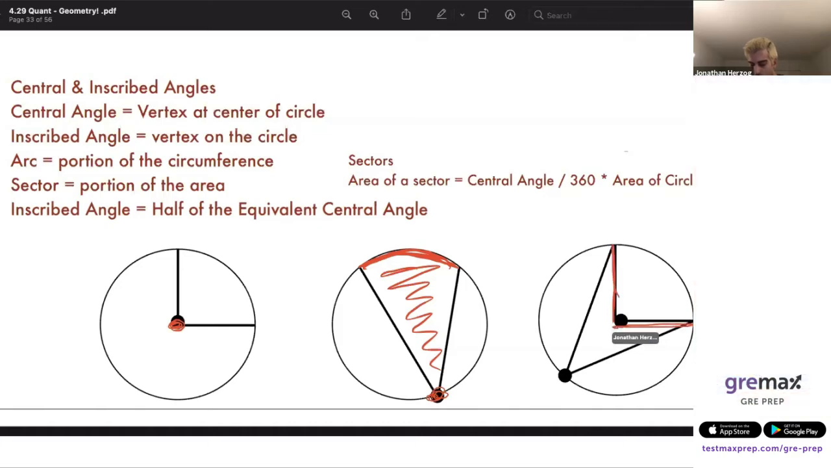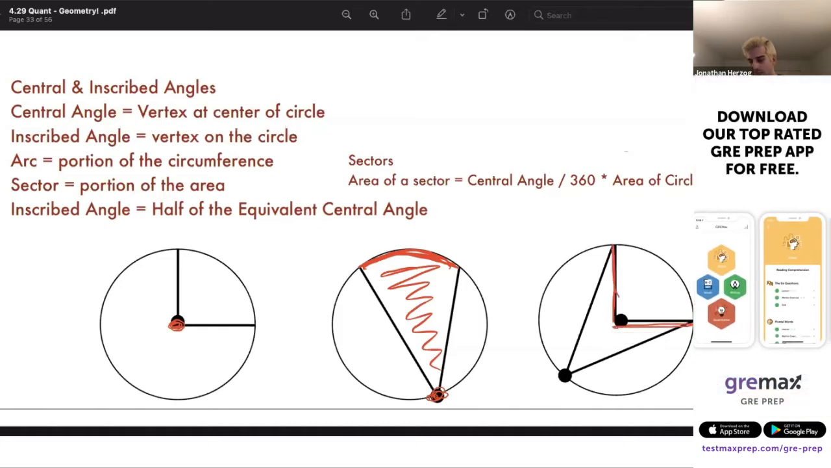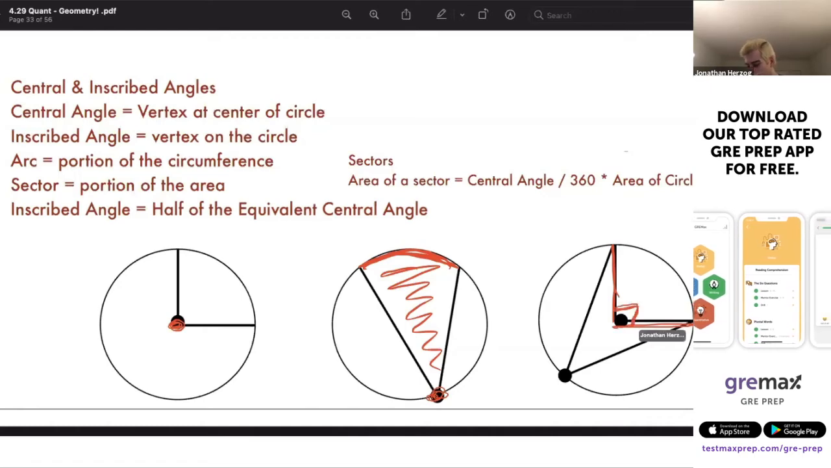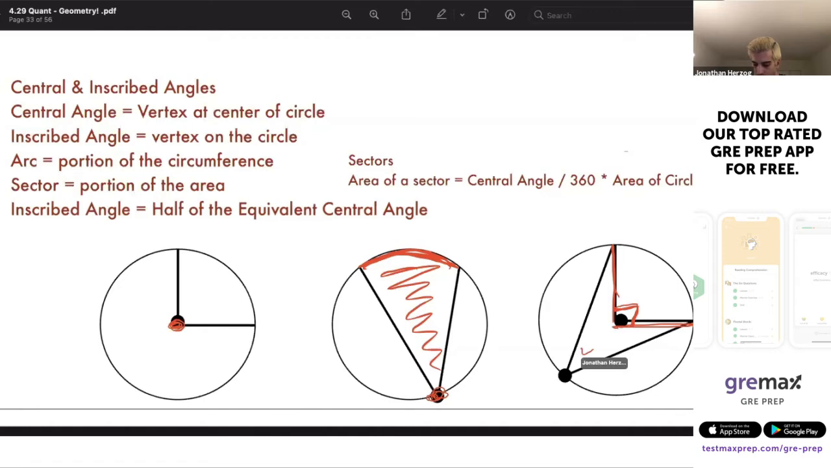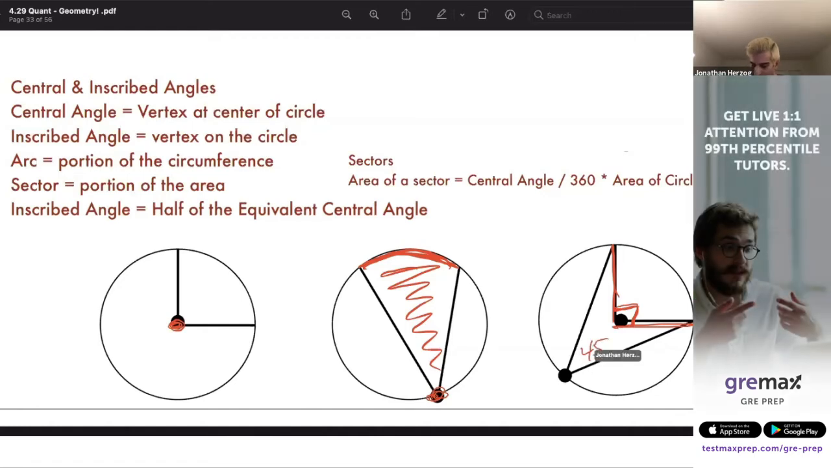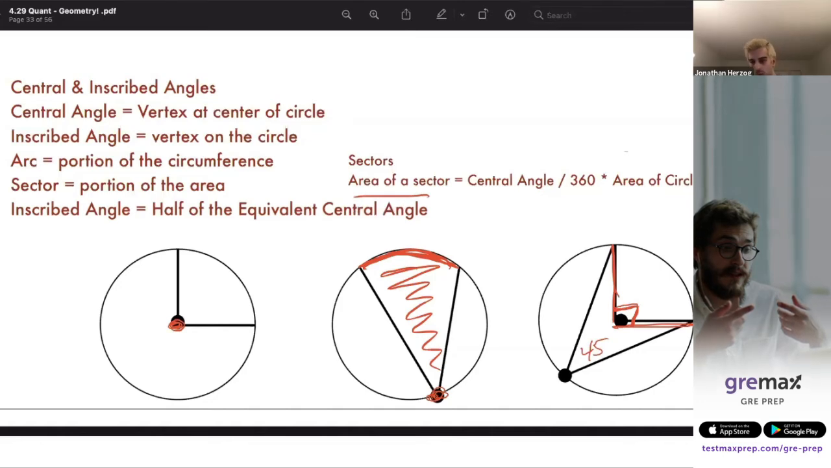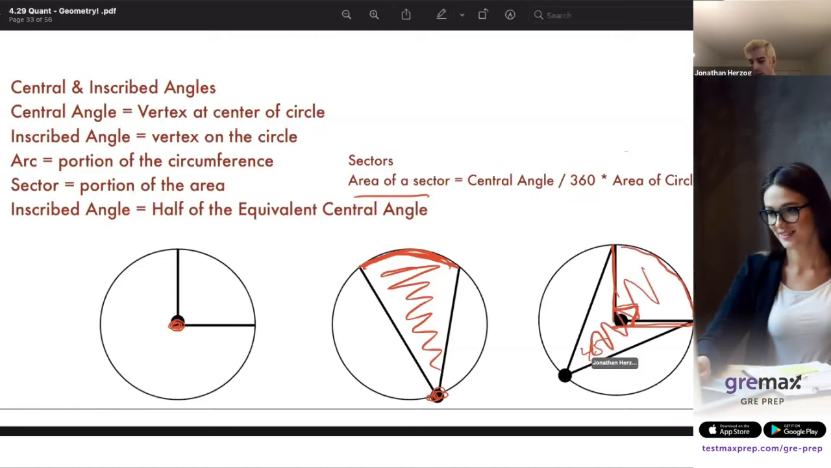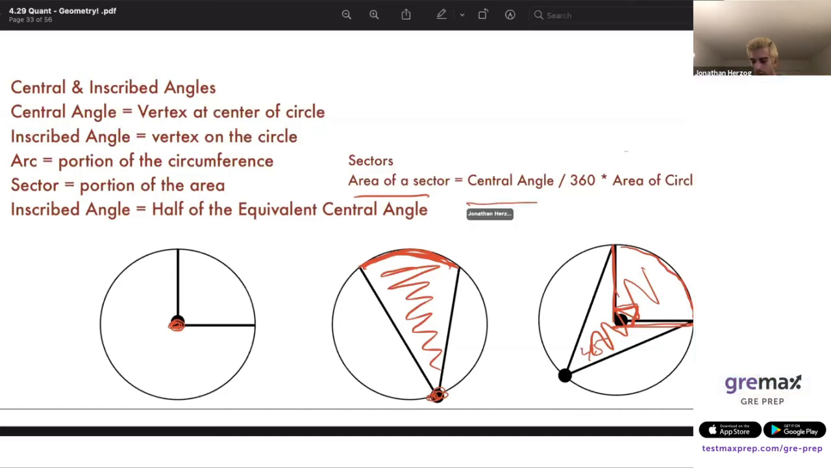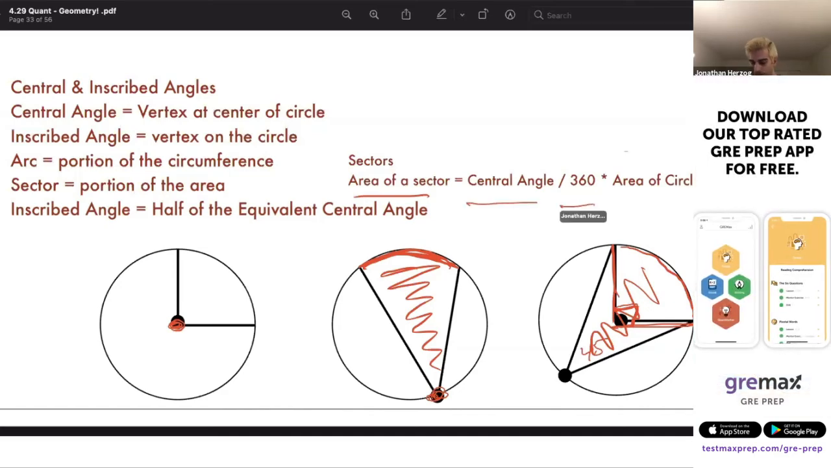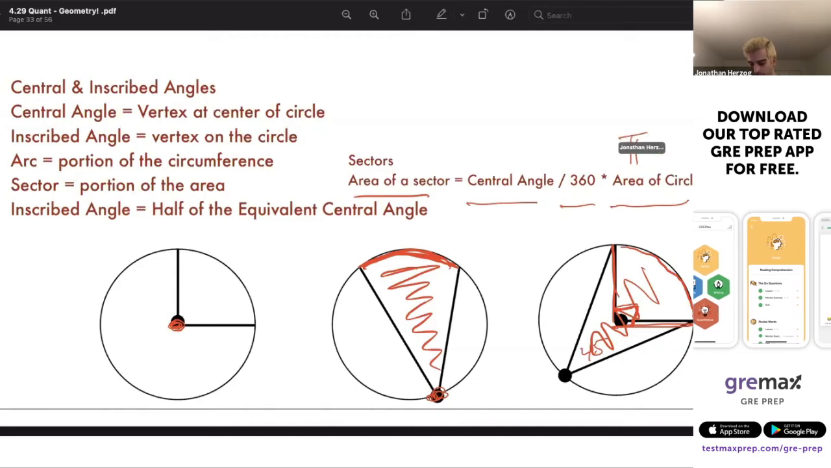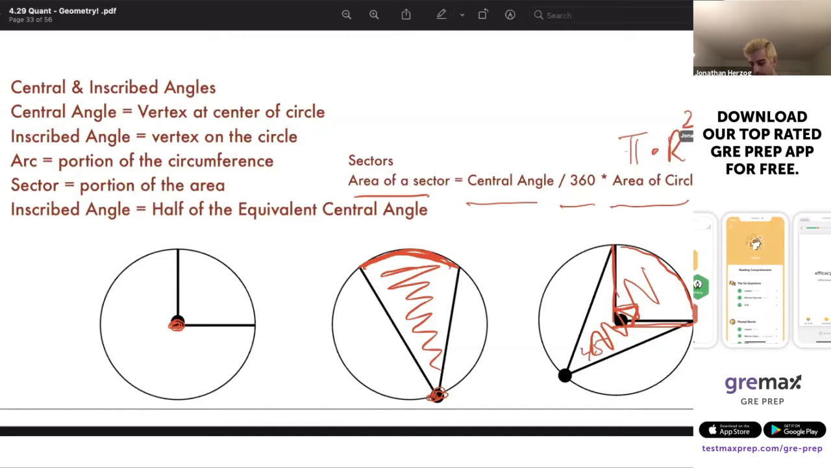Let's say I can't assume just because it looks like it, but let's say I know this is a right angle, 90 degrees. I know the inscribed angle is half of that. Likewise, because of the relationships with the angles, the area of the corresponding sector, right? So this being the arc, this being the sector or the part of the area of the circle, is going to be equal to the ratio of that central angle over 360 degrees, times the area of the circle, which is pi r squared.